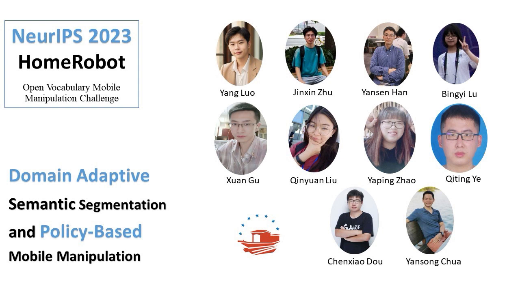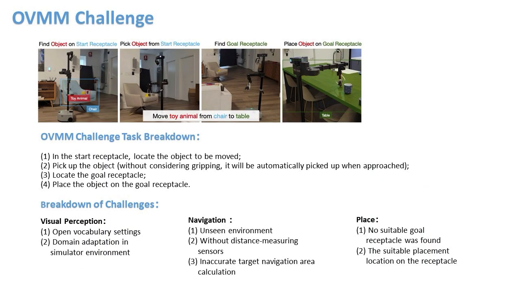Our method is called Domain Adaptive Semantic Segmentation and Policy-Based Mobile Manipulation. To begin with, we provide an overview of the OVMM test. The test has 4 stages: finding the object on the start receptacle, picking up the object, finding the goal receptacle, and placing the object on the goal.